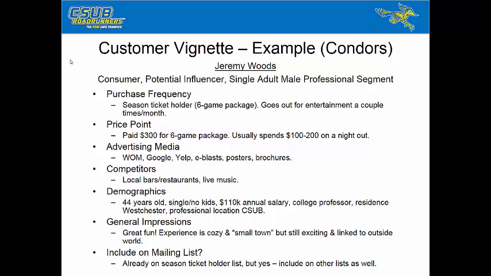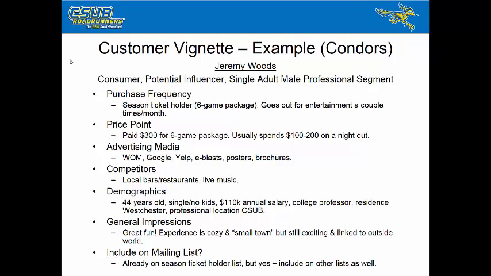If I go out for entertainment, it could be that I go to the Condors game, it could be that I go to listen to live music, it could be that I go to a bar or a restaurant. Price point that I'm willing to pay, $300 is what I pay for my 6-game package, and I usually spend about $100 to $200 a night when I go out with a date for some kind of activity for the weekend, whether it's the Condors game or a restaurant or a bar, or a restaurant and the movies, or a live music event, whatever.